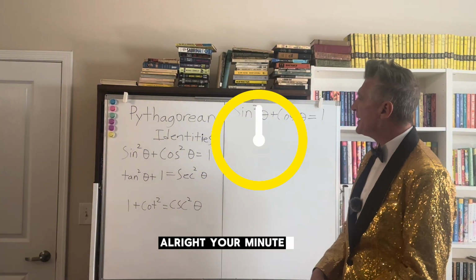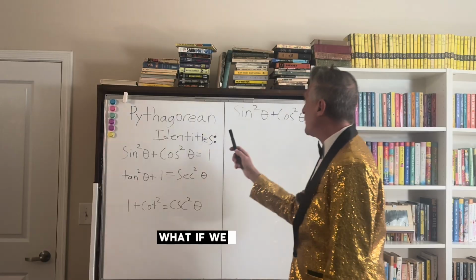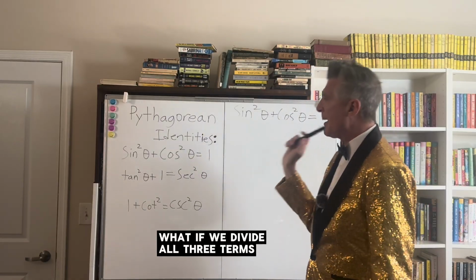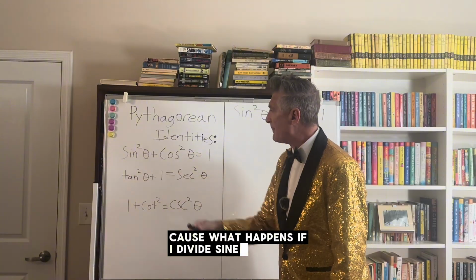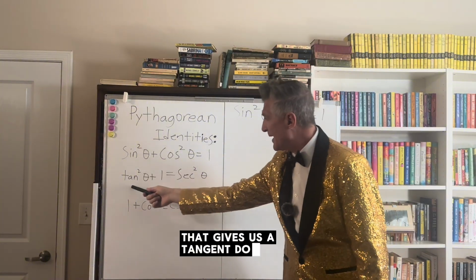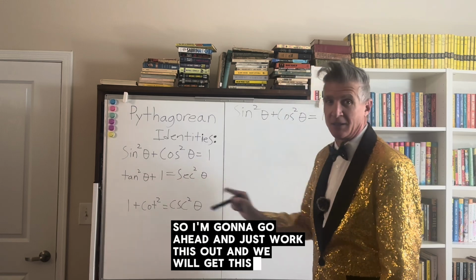All right, your minute is up. I want us to think about algebra back in the day. What if we divide all three terms by cosine? Because what happens if I divide sine by cosine? That gives us a tangent, doesn't it? So I'm going to go ahead and just work this out, and we will get this, I promise you.